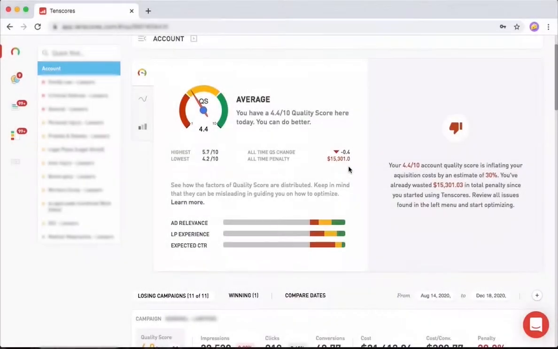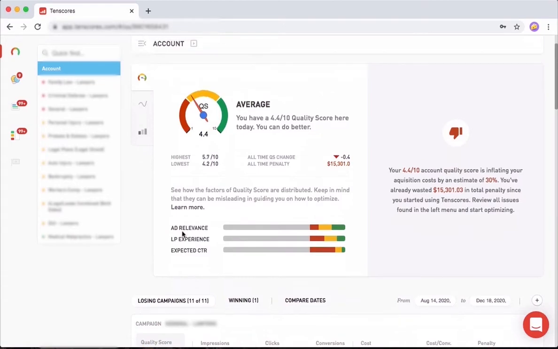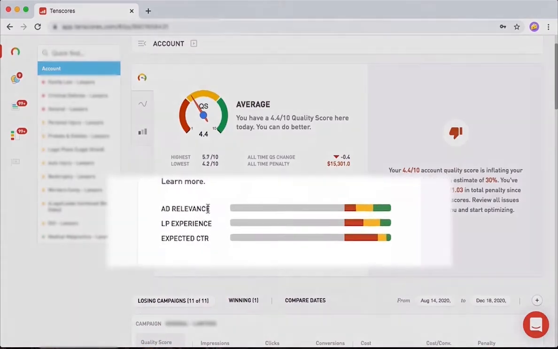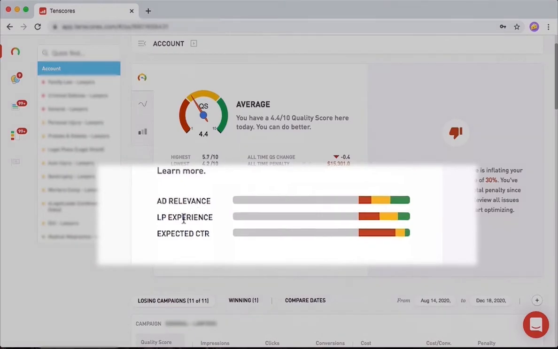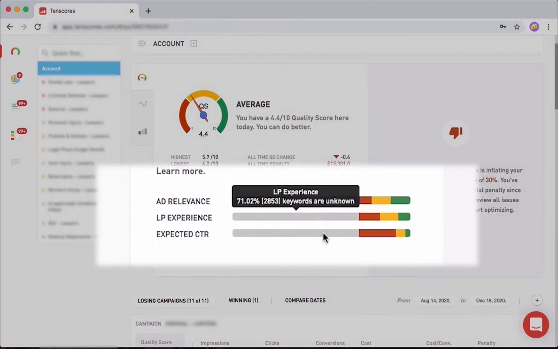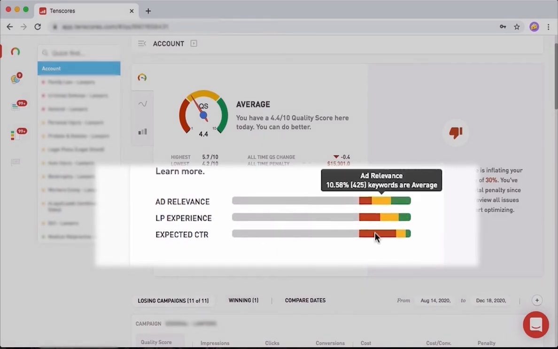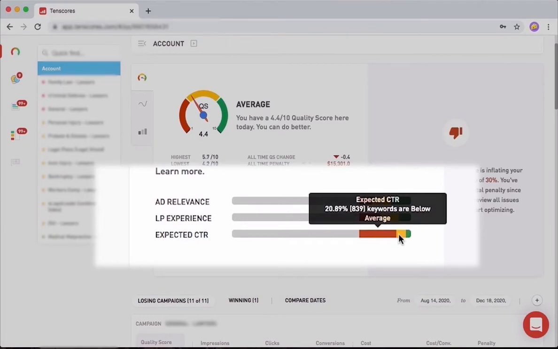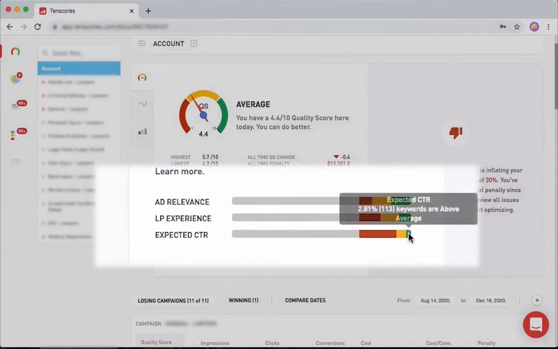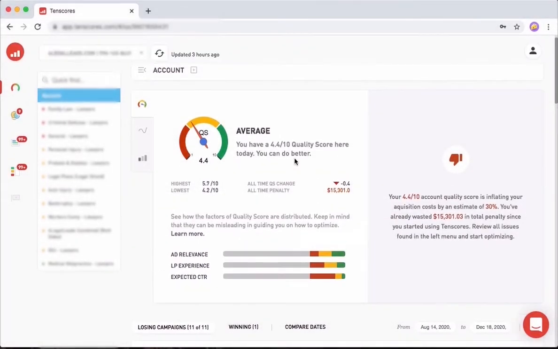There is a difference between how Google sees things and what you need to do to optimize them. What I mean here is the factors of quality scores. We all know them: ad relevance, landing page experience, expected CTR. So you have percentages that are brought up to the upper level and tell you the distribution of quality score on the factors that you see here. Red means below average, yellow average, and green above average. I hope the colors are pretty much self-explanatory.